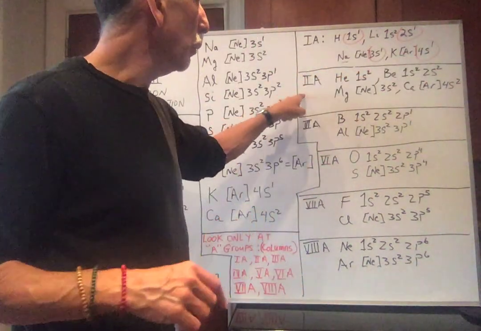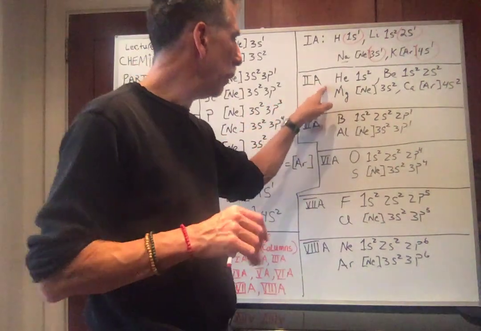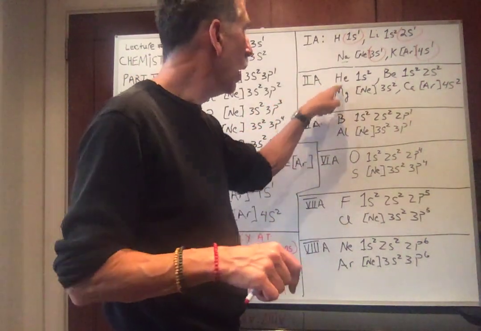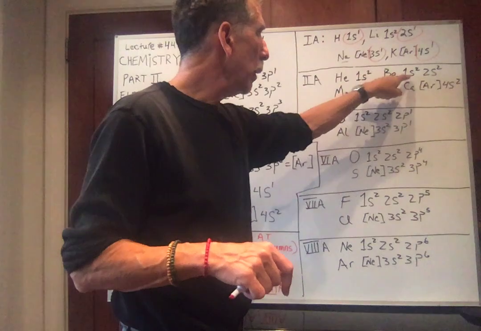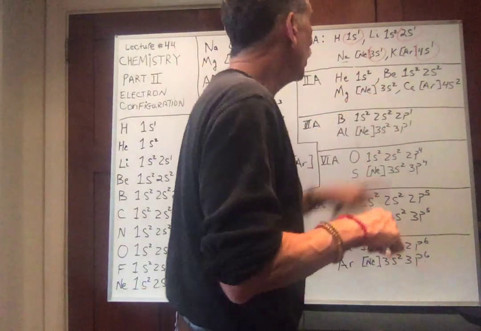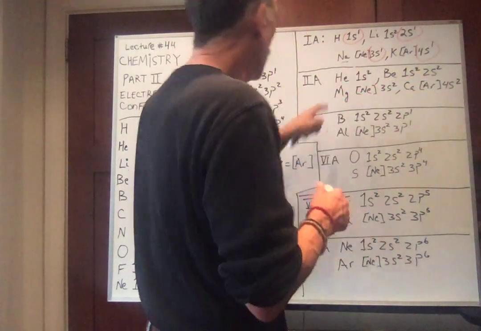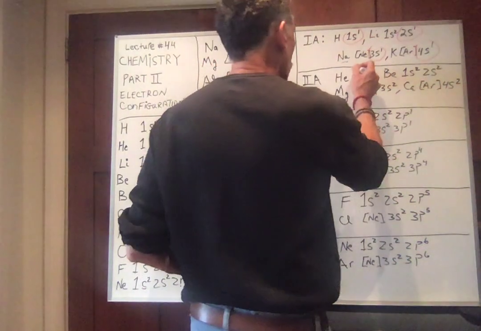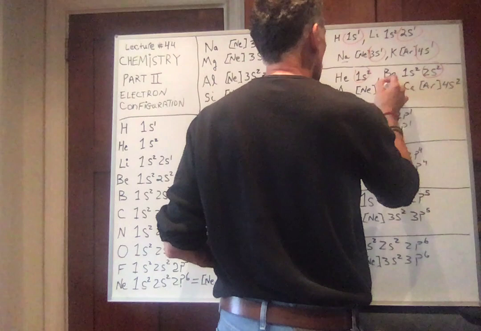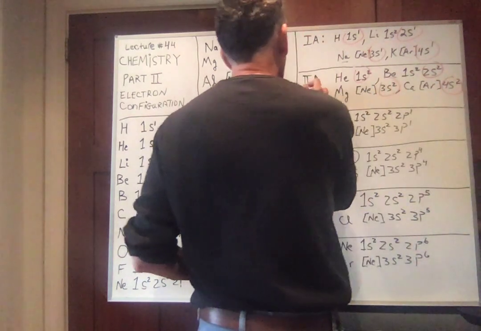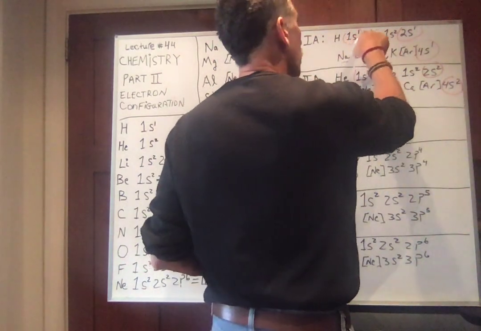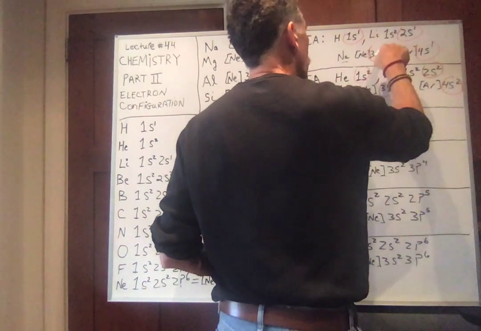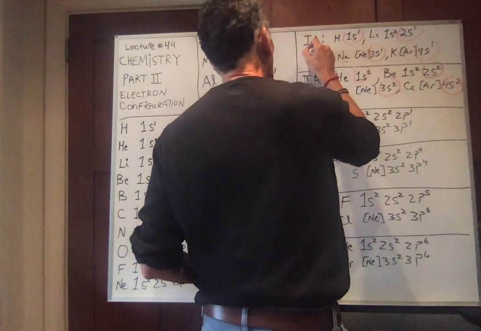Okay. Group 2A, let's look. Helium, we won't worry about. It's kind of crazy. Helium's a little special, but it has a 1s2. Beryllium has 1s2, 2s2. Magnesium has a 3s2. Calcium has 4s2. 1s2, 2s2, 3s2, 4s2. Group 2A. 1s1, 2s1, 3s1, 4s1, 1A.